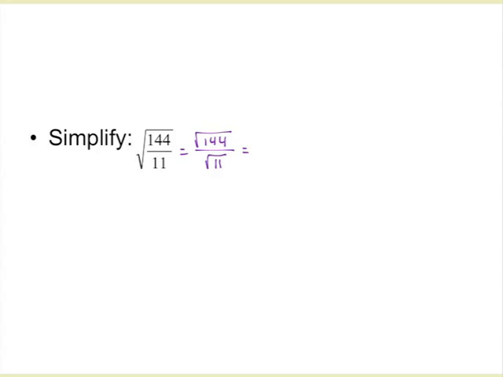Then we want to deal with the top and the bottom individually, simplifying them if possible. What's the square root of 144? 12. Square root of 11, does that break down at all? No, 11's a prime number, so that can't break down. But we are not allowed to leave a square root on the bottom of a fraction. So we are going to multiply it by itself and multiply the top by the same thing. So we're really just multiplying by 1.